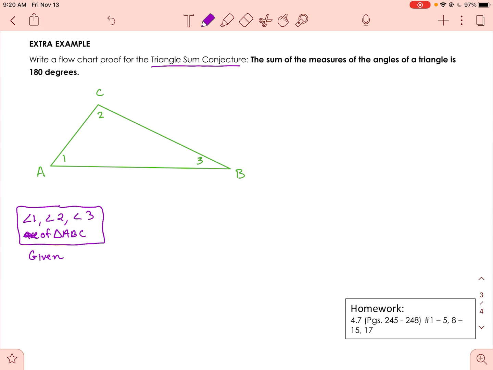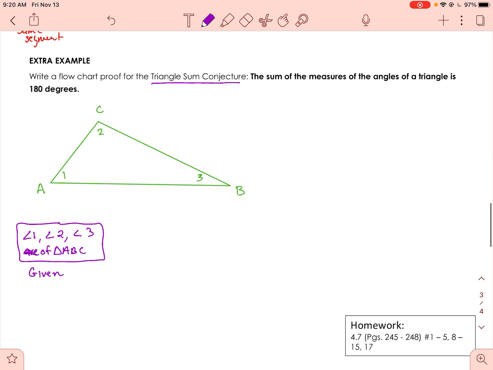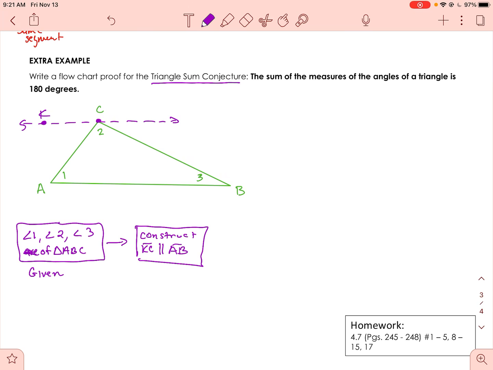Now, what we want to do, we've talked about this before, how we prove this, is we're going to draw in an auxiliary line. We'll call it KC. So we have an auxiliary line right here, KC. So construct KC, and we want it to be parallel to AB. Okay, that is the definition of an auxiliary line.